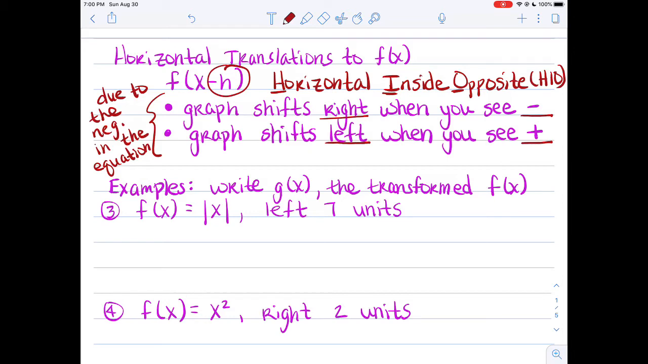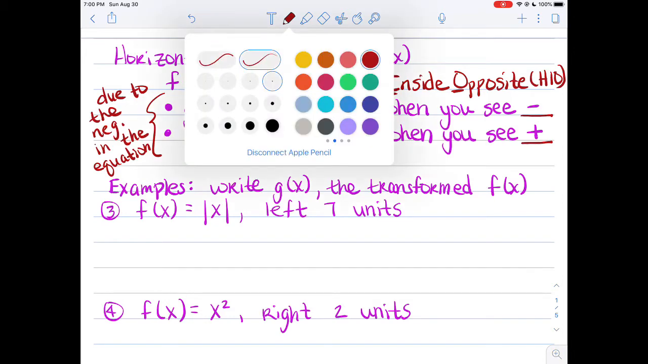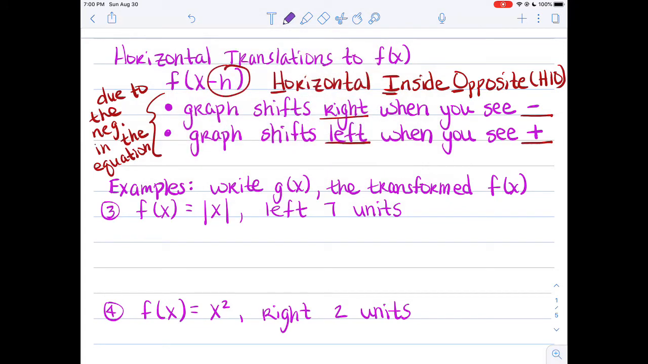So let's look at a couple of examples of this. Please feel free to pause, rewind, and look at these again if you need to help cement this in your head that the horizontal translations occur inside some sort of a grouping symbol, and they send things the opposite direction of what you would think.